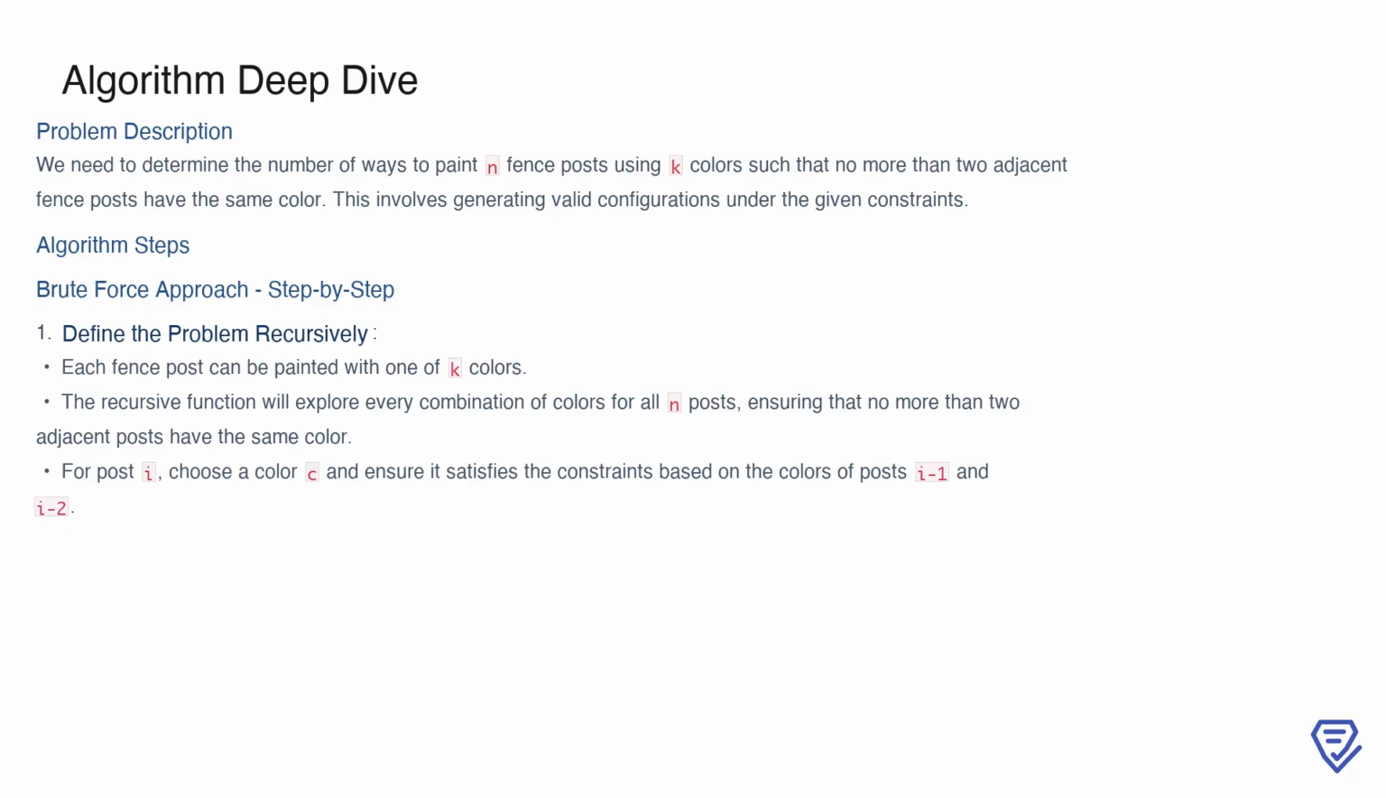Starting with a brute force approach, we can define the problem recursively. Each post can be painted with one of K colors, and the recursive function will explore all possible combinations to ensure the constraints are met. For a given post i, we choose a color c, and then validate it based on the colors of the previous two posts, i-1 and i-2. This recursive exploration systematically attempts to generate all valid configurations while adhering to the rules.